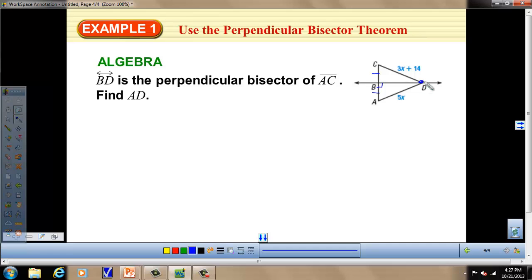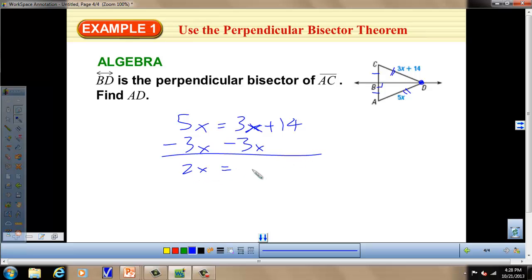So in this case, we know that DC and DA are going to be equal because D lies on the perpendicular bisector. So we can state that these two sides are equal. Our equation is 5x equals 3x plus 14. We're going to subtract 3x from both sides. We get 2x is equal to 14. Dividing both sides by 2, we get x is equal to 7.